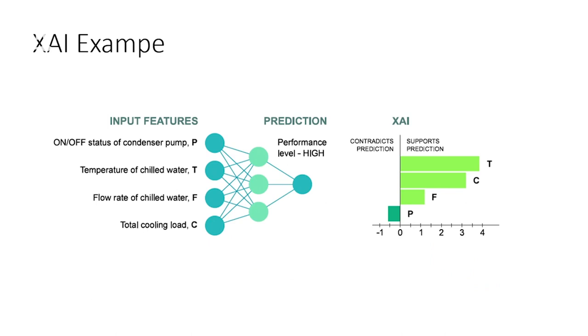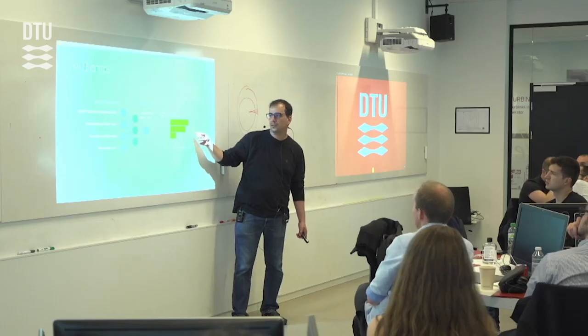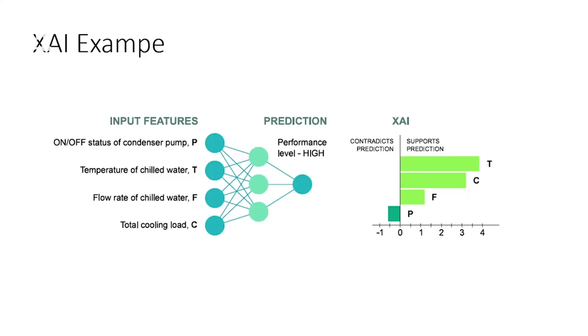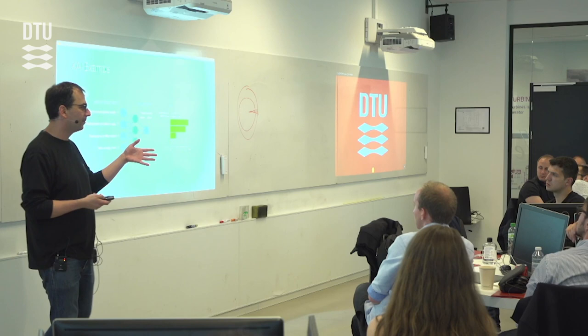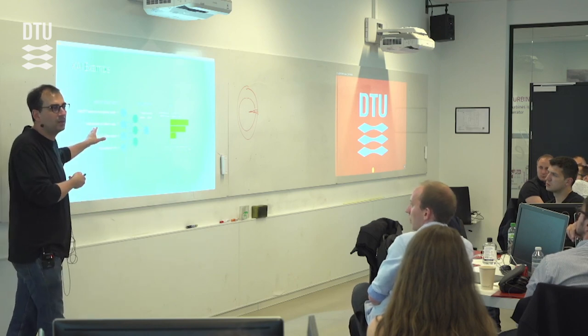So this is an example for some prediction problem. What you see here is some network we built, a caricature of a network. There are some input features written here. And what we would get is something like: temperature supports the prediction. The cooling load supports the prediction. The flow rate supports somewhat. And the on-off status does not support much. This would be a kind of explanation. It tells you what correlates with your decision, what supports it. Would you buy that as an explanation? So-so, right? Not very happy about that, but this is what we know how to do.